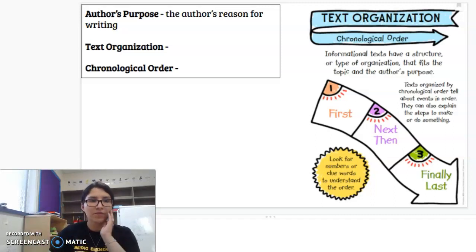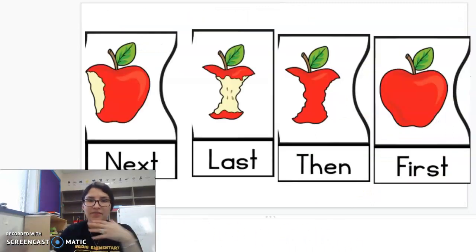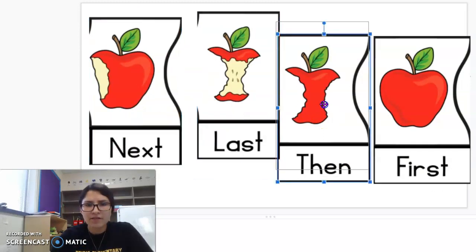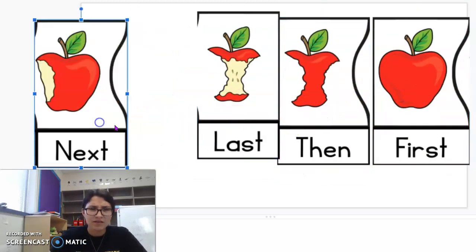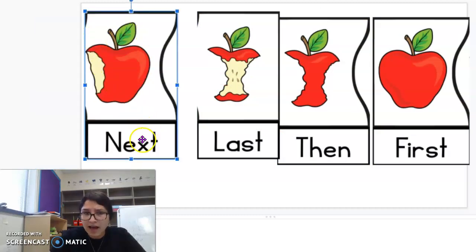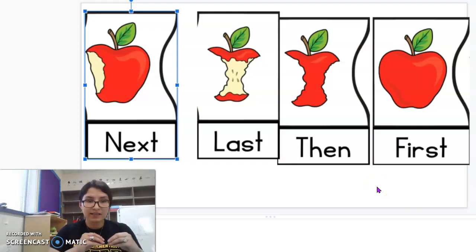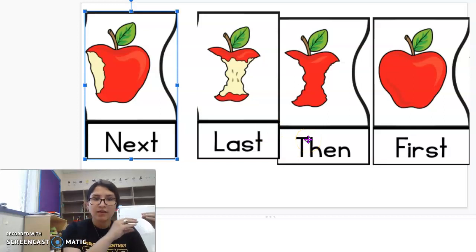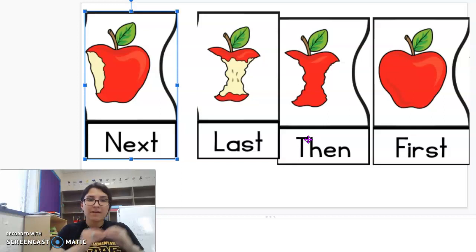So chronological order. Let's go and look at an example of chronological order so you get a better idea of what I mean, just in case you need an example. So here we have, what does it look like? These pictures that have part of an apple and it says next. Not that much apple at all. It says last. Another part of an apple that has some teeth marks in them. It says then, and then a whole apple that says first. So let's go ahead and think of chronological order. How would we organize these pictures to start from the beginning to the end? Or first, next, then last. Go ahead and take a moment and think about it.